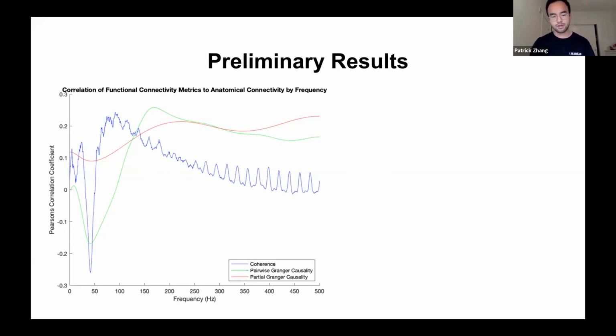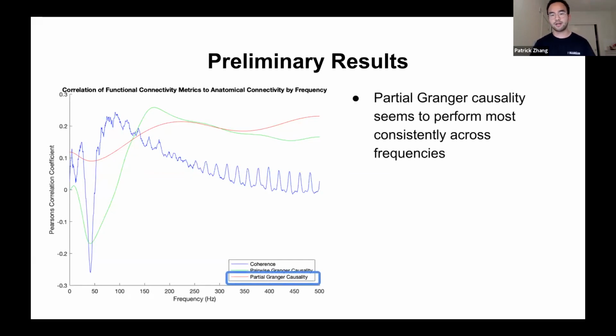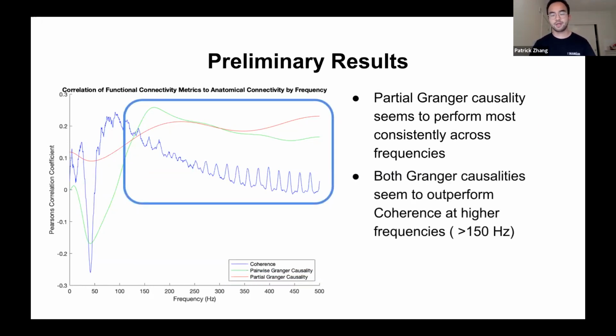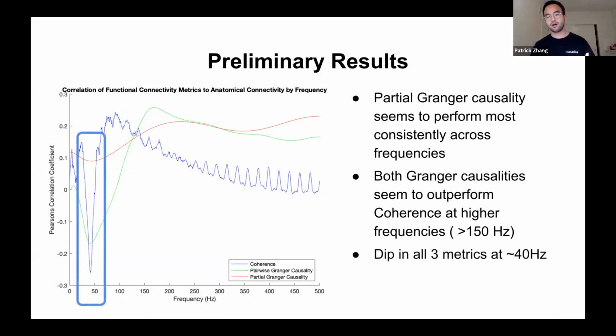So a few interesting things we noticed. Partial Granger causality, the red line in the graph, seems to be performing the most consistently across frequencies. Both of the Granger causalities seem to be outperforming coherence at higher frequencies, specifically higher than 150 hertz. And there seemed to be a dip in all three of the correlations at around 40 hertz. If you recall, this is also the frequency range where we saw a bump in LFP. And so our current thinking is that whatever mechanisms in the model are causing that bump in LFP could potentially also be contributing to this dip in correlation.